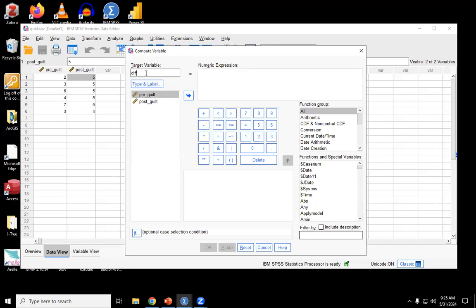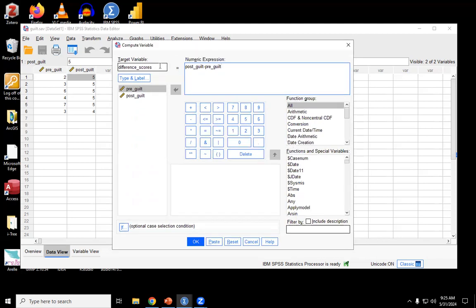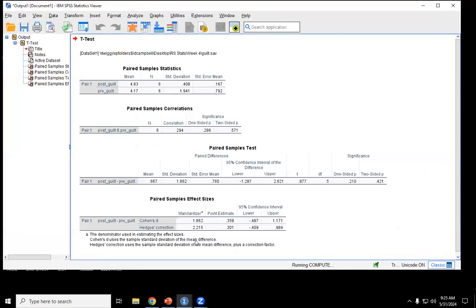Just give that variable a name. So we're doing difference scores. We can just call it difference. And then how are those computed? The way that makes the most sense in this case is post-guilt, and then subtract from that pre-guilt. By the way, you can either double click on this and it sends it over here, or you can hit the little arrow here. Either way works. I'm just double clicking, and it appears there. So what this is telling SPSS to do is create a new variable called difference scores, calculated as post-guilt minus pre-guilt. We hit OK.